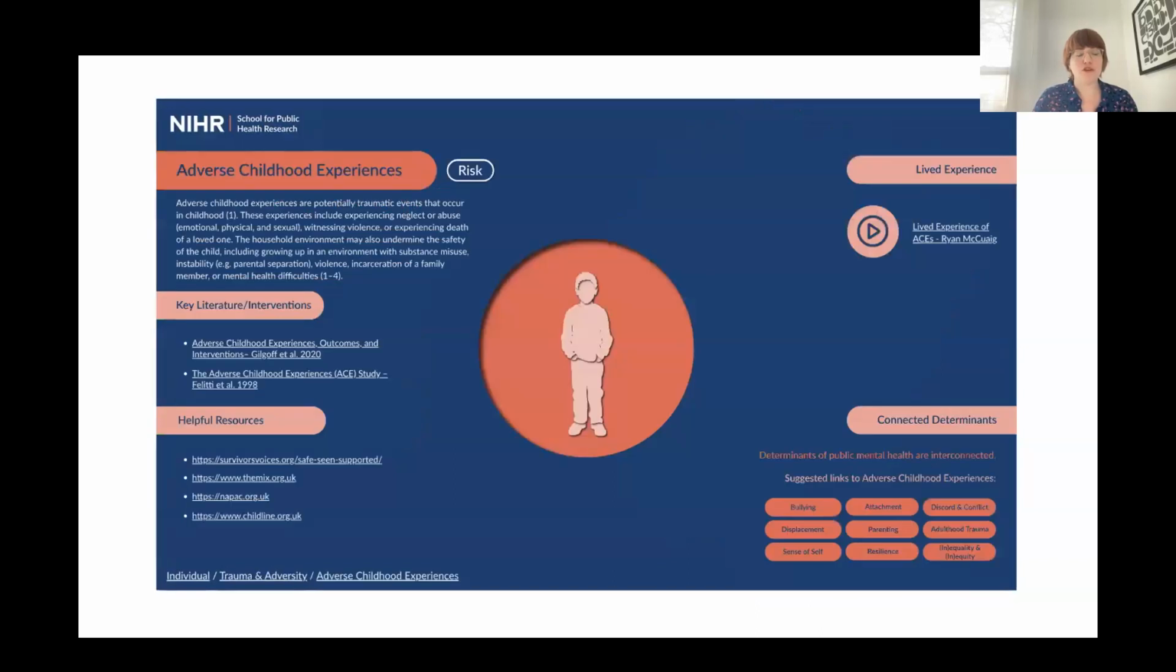So if you were to explore the framework in more detail, you would see, for example, the determinant card here, which has a lot more details about adverse childhood experiences and how those affect mental health, including some helpful resources, some link to lived experience, and also some indication of how these sorts of determinants are interconnected to other factors in the framework.